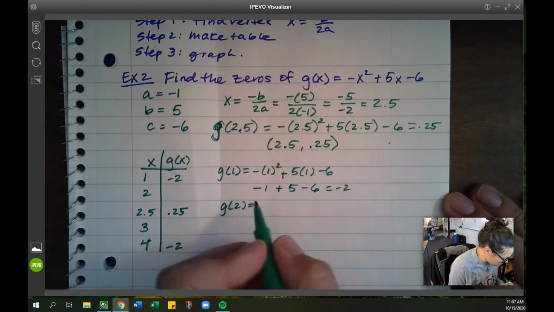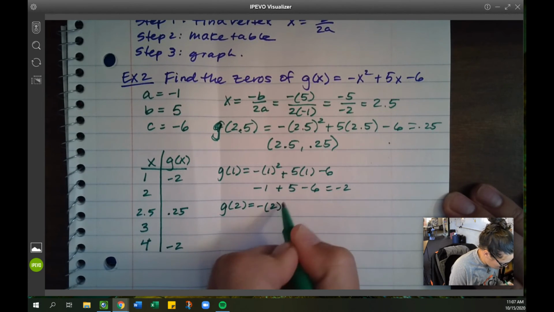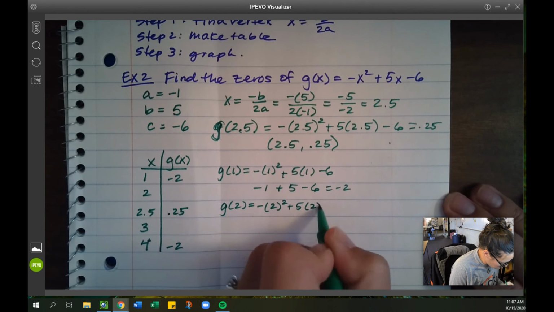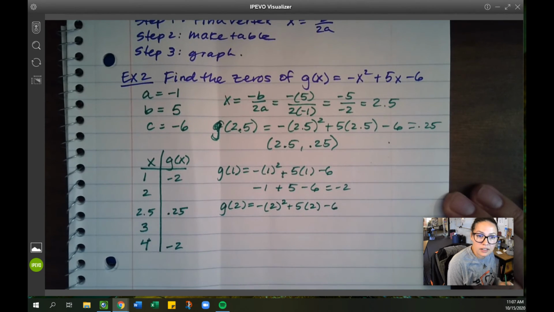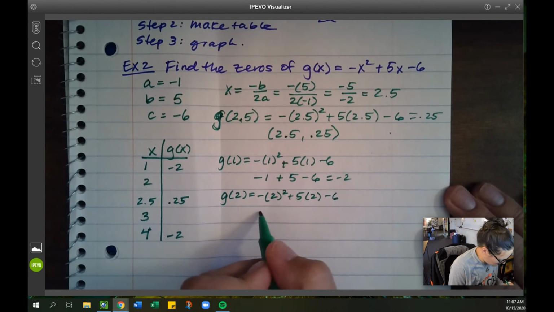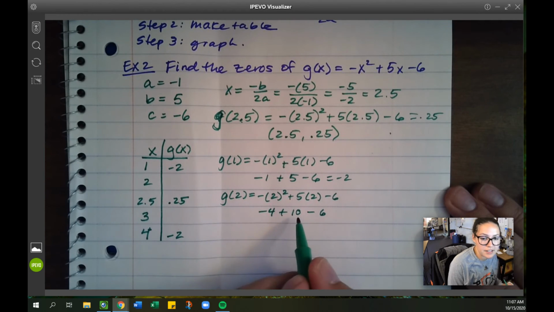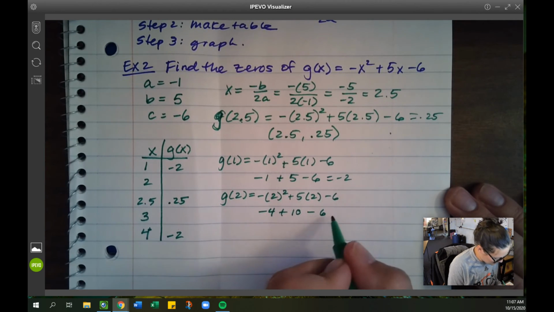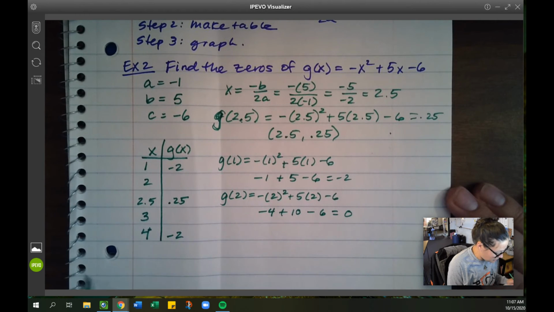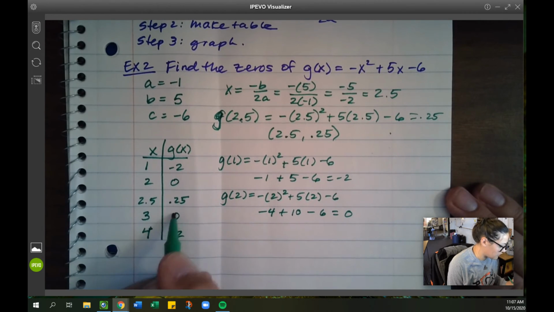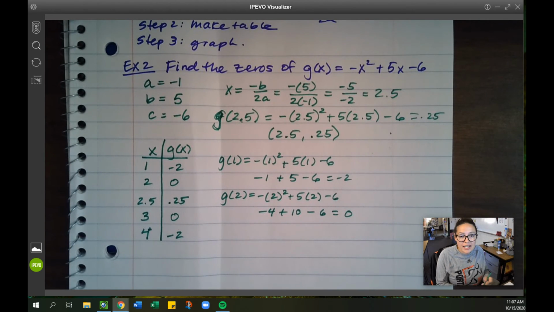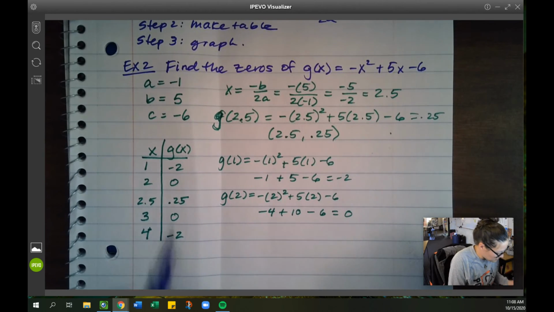G of 2, negative 2 squared plus 5 times 2 minus 6. That gives me negative 4 plus 10 minus 6. Negative 4 plus 10 is 6. 6 minus 6 is 0. That means g of 3 is also 0, which means we found our zeros.